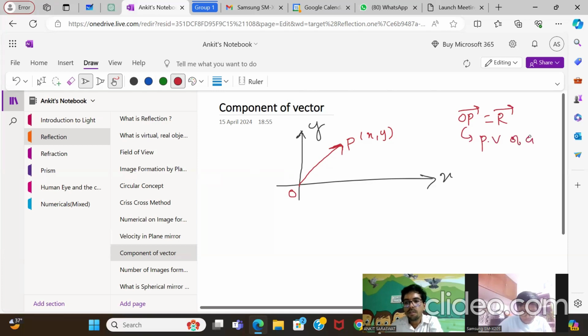of a point P with respect to O. Clear? O is the reference. With respect to O, this P is located where? At x comma y. So what is x? What is y? Just see here.